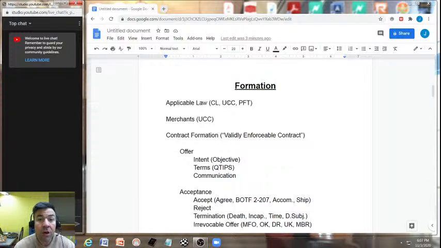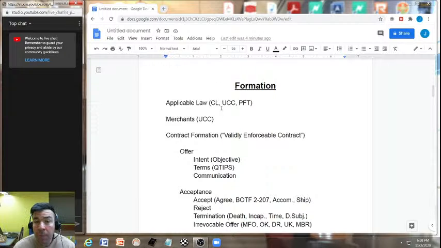The Uniform Commercial Code governs contracts for the sale of goods. Goods, by definition, are tangible personal property readily identifiable at the time of contract formation. So again, to recap that, common law contracts are generally services and the sale of an interest in land. Uniform Commercial Code contracts concern goods. Goods by definition are tangible, movable, personal property, readily identifiable at the time of contract formation.